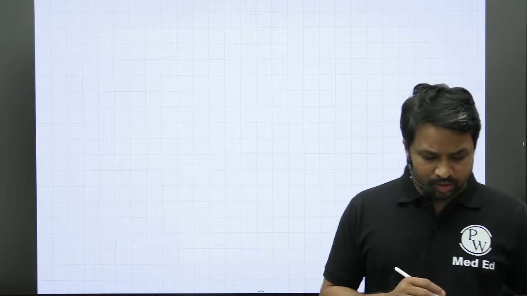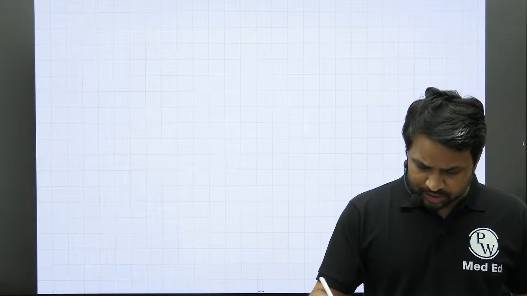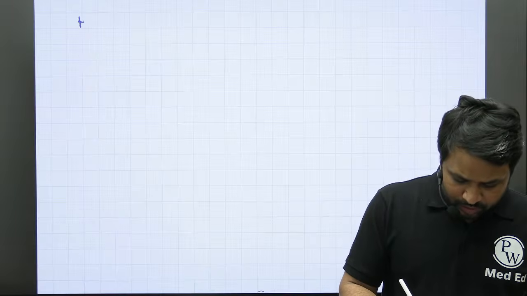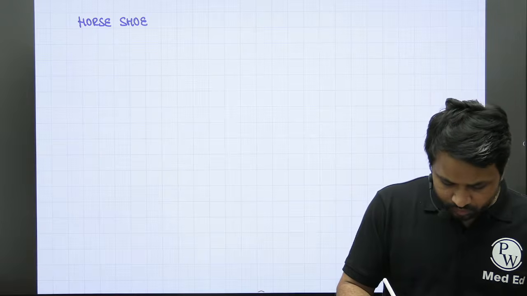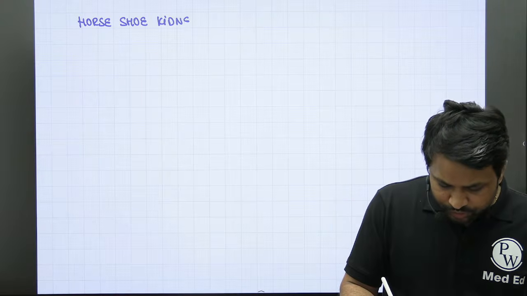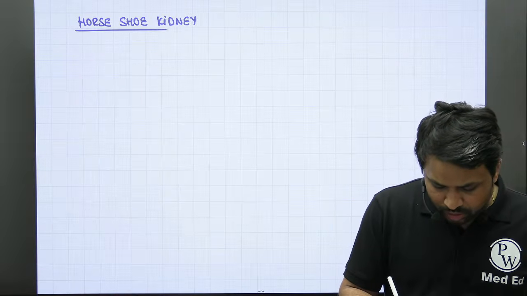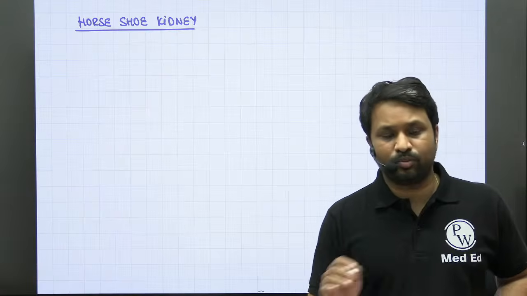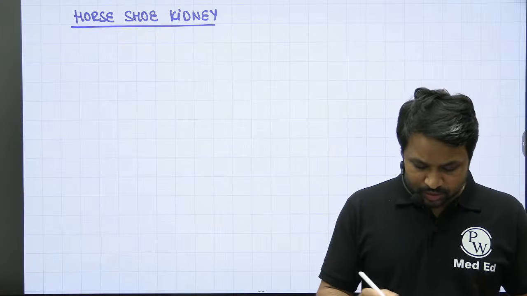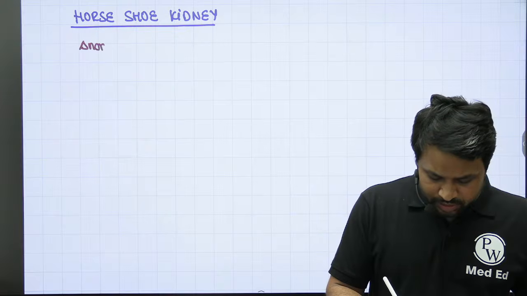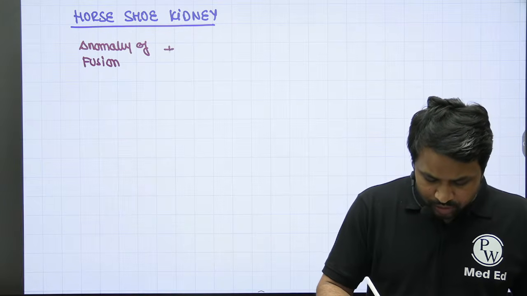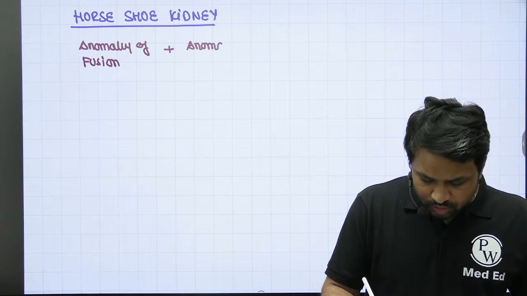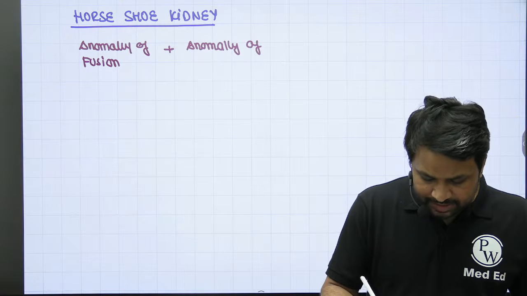When you talk about the congenital disorders of the kidney, one of the most important is the horseshoe kidney. First of all, when you write about the horseshoe kidney, remember it's a congenital anomaly, but it's a combination of 2 different anomalies. What are they? It is a combination of an anomaly of fusion, along with an anomaly of ascent.